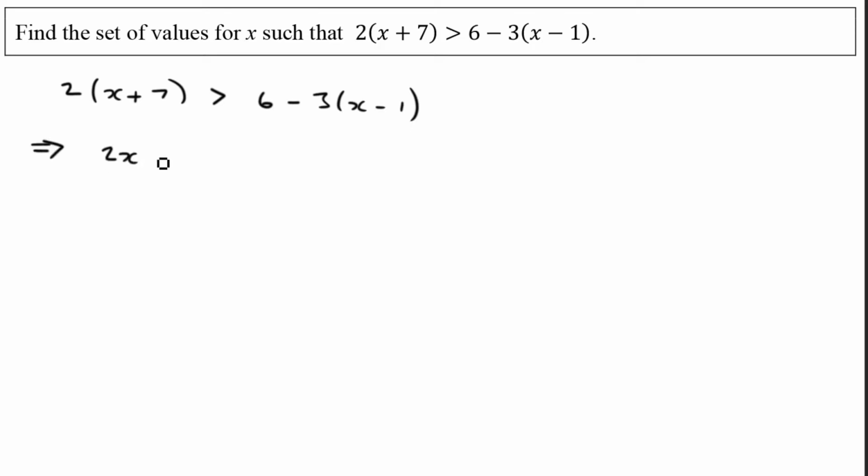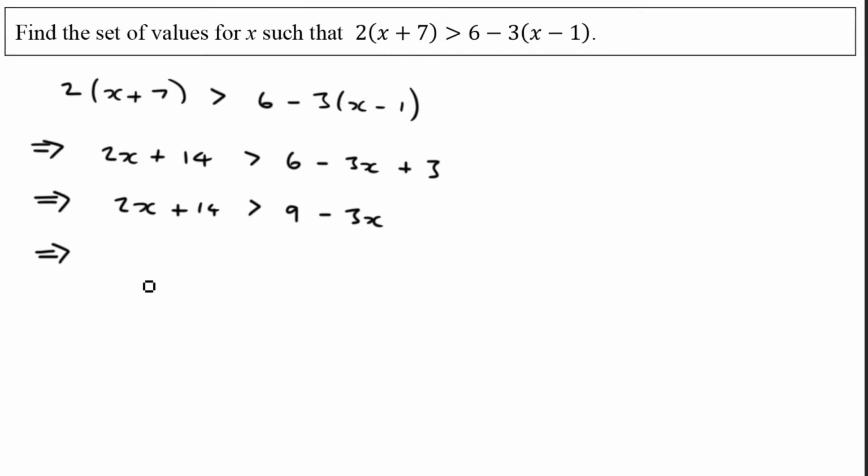We'll have 2x plus 14 is greater than 6 subtract 3x plus 3. In other words, 2x plus 14 is greater than 9 subtract 3x. Now why don't we add the 3x to both sides? That will give us 5x's here. Why don't we subtract 14? That will give us -5, and therefore our conclusion, dividing by 5, is that x is greater than -1.